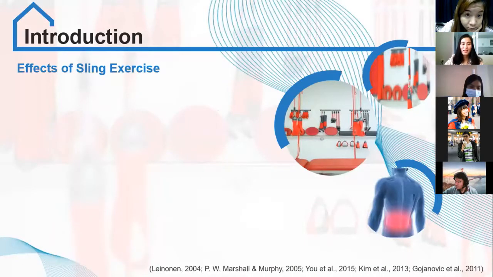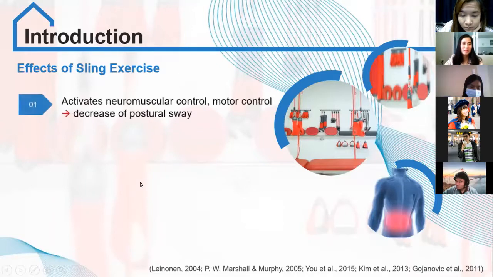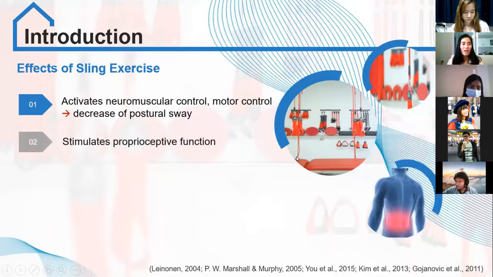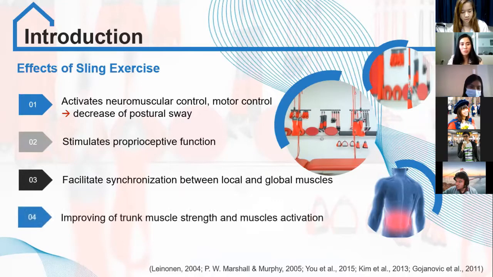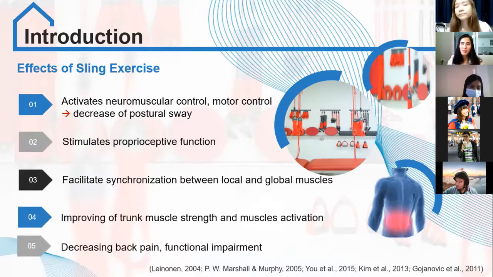Sling exercise is one of the effective treatments that activate neuromuscular control and motor control, and also stimulate proprioceptive function through decreasing postural sway. Moreover, sling exercise helps to facilitate co-contraction between local and global muscles, improving muscle activation. From previous studies, many found that sling exercise or unstable surface exercise led to decreased pain and disability.